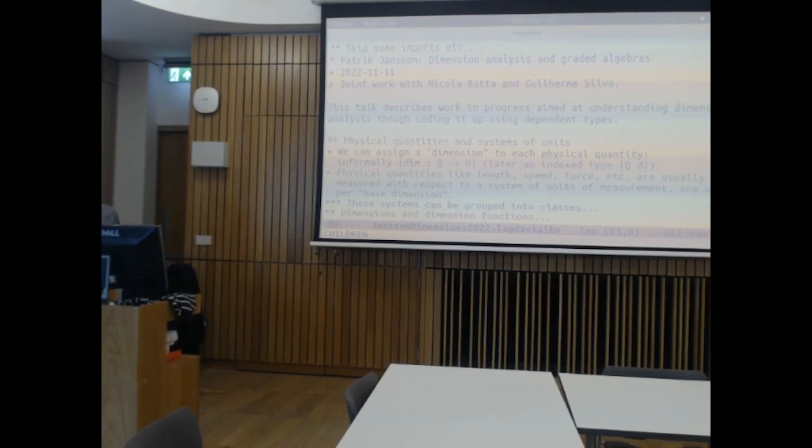First of all, this is defining the different types that are relevant in dimensional analysis. First there are physical quantities, and these are usually assigned a dimension. Informally there is some function dim which takes a quantity of type Q to some type D for dimensions, and we'll later make it an index type, so it's Q of D instead.